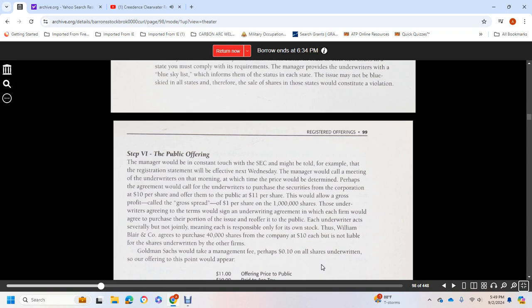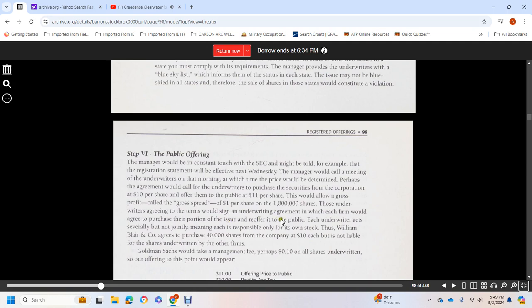Perhaps the agreement would call for the underwriters to purchase the security from the corporation at $10 per share and offer it to the public at $11 per share. This would allow a gross spread of $1 per share on the 1 million shares. Thus, the firms would sign an underwriting agreement in which each firm would agree to purchase a portion of the issue.